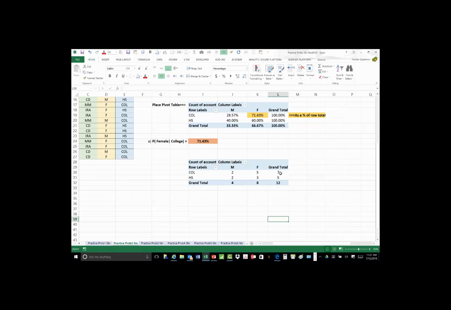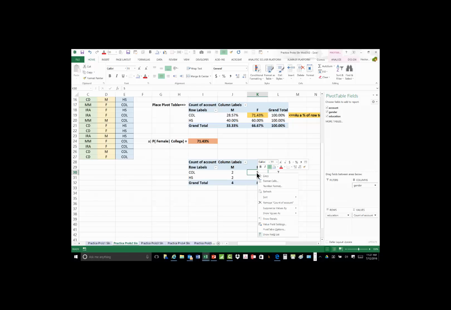There are 7 total college and there are 5 female. Right away we could do that calculation. But I can also do the calculation by right-clicking in the table, going to show values as percent of row total. The row total is the number of college students. And so here's 100% of our college students. Of those college students, 71.43% happen to be females.